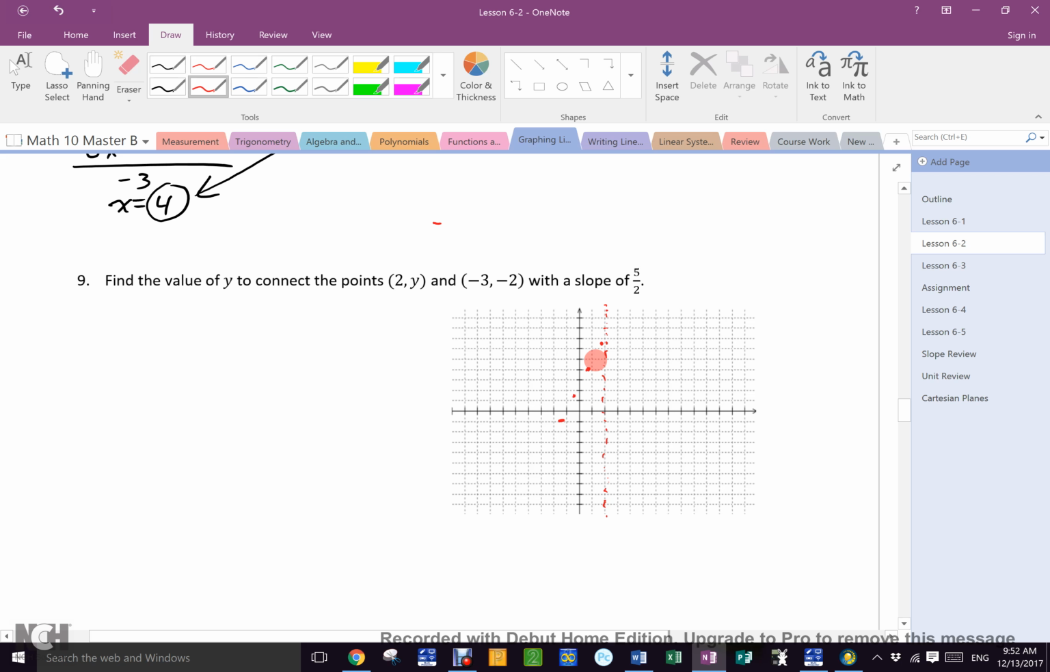Oh, so now we need the answer, right? I forgot to give you the actual answer. So there we were. Up 2, 4, 5 over 2. Up 2, 4, 5 over 2. And we're going to cross right there, right? Now, because we changed the scale, that's not exact, is it?